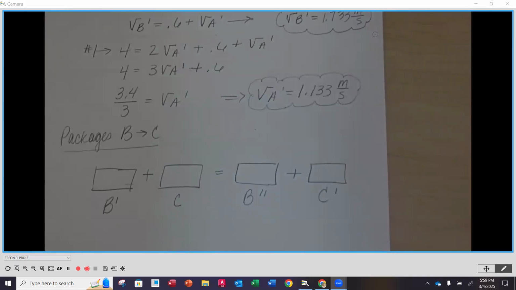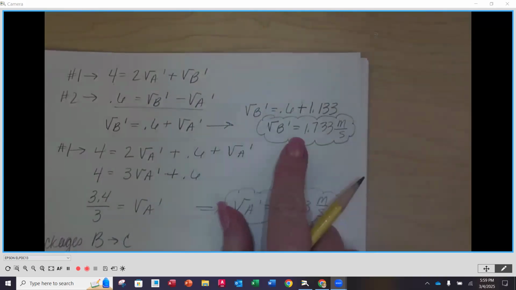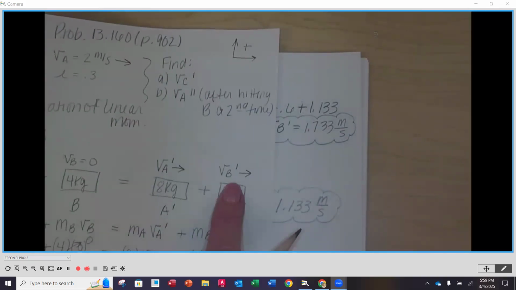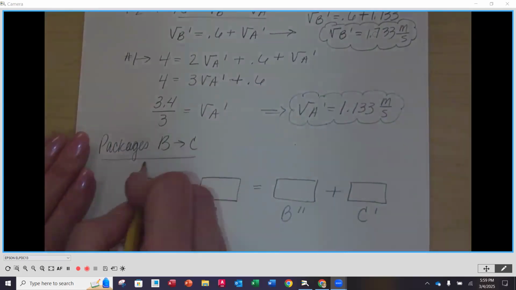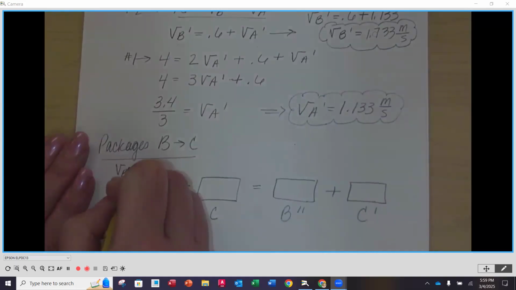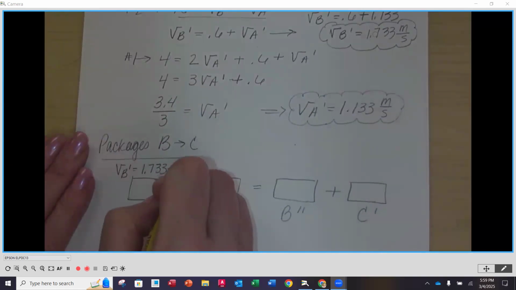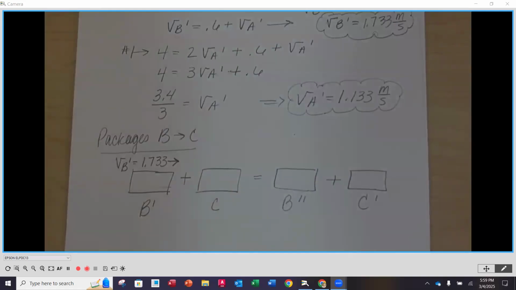Now, something I didn't mention: as we calculated our VB prime, it ended up a positive value. If you recall, we assumed that VB was going to the right, so it confirms the direction of VB prime going to the right. So down here, velocity B prime is equal to 1.733, and it is going to the right. If we would have gotten a negative value, we would have put it back in the opposite direction. But we did get a confirmation it's going to the right.